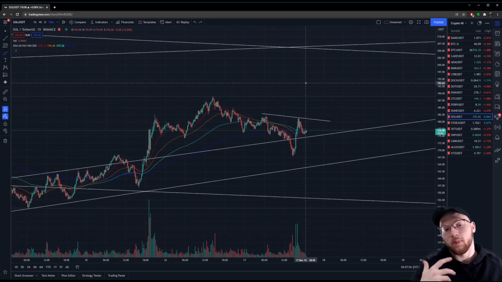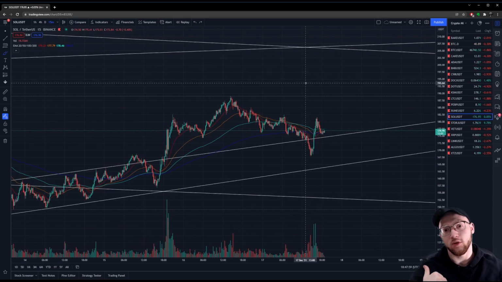So for me, it's much easier to predict when something will go down more than when something will go up. Why is that? It's because the bearish signals are really clear.